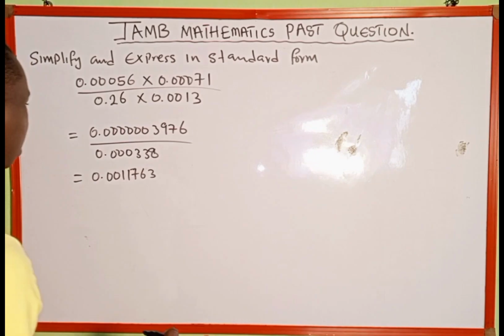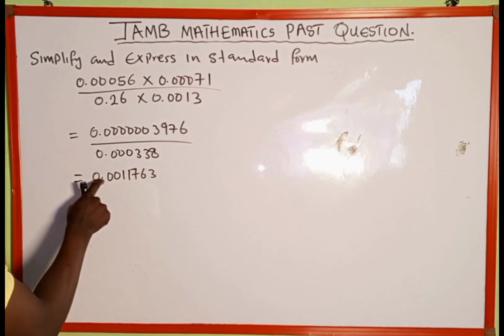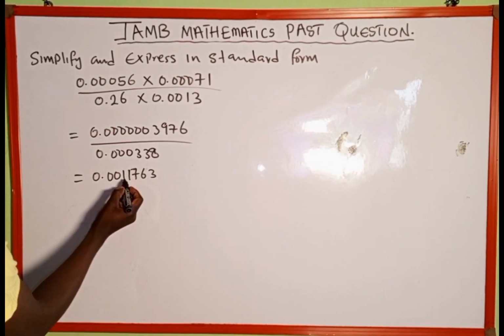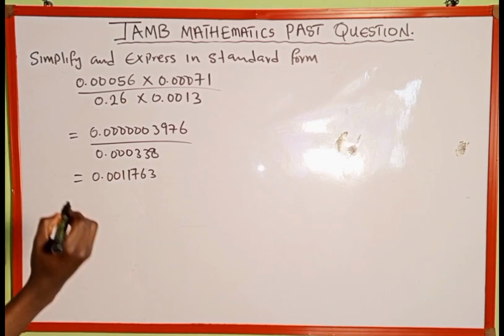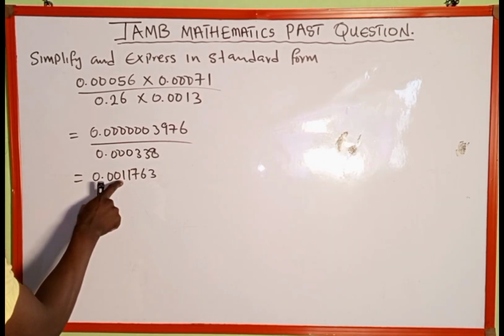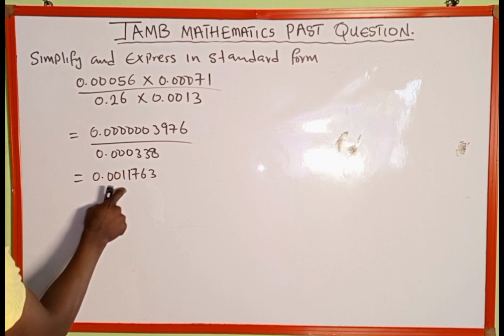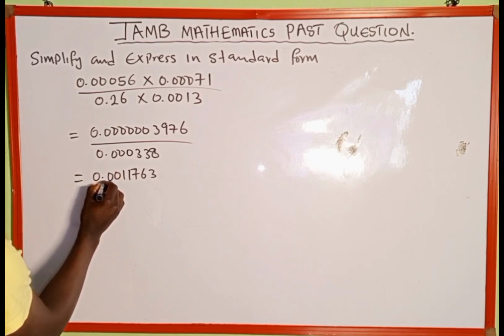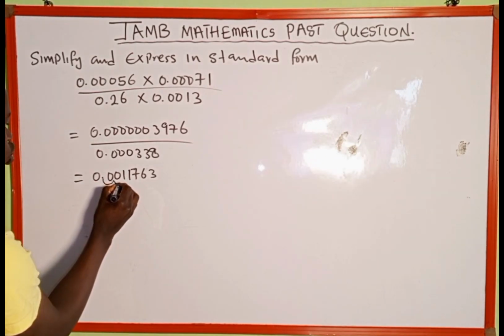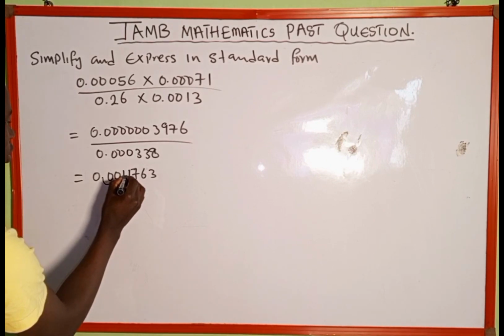So 11763. Remember, we're asked to express this in standard form. To express this in standard form, what are we going to do? We move this point into the middle of the first two numbers, which are 1 and 1. So when we move this point here, 1, 2, 3, the point is going to be here.